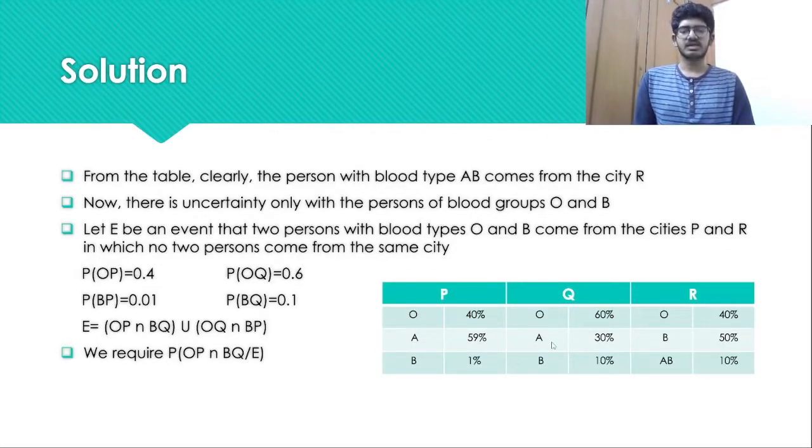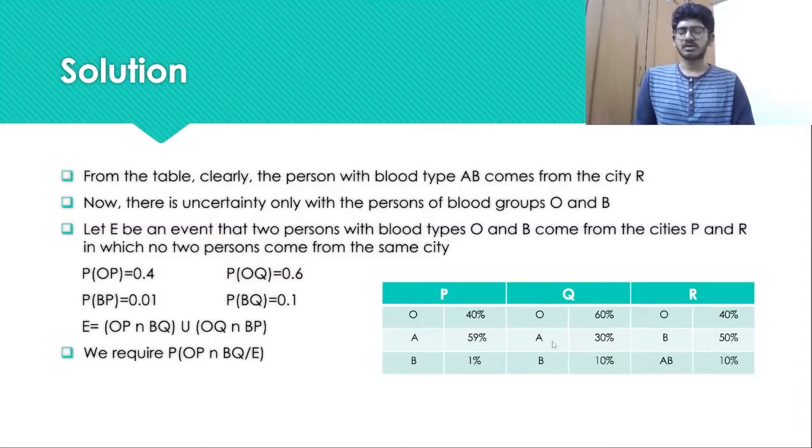From the table, it is clearly understandable that the person with the blood type AB is from the city R. Now let us declare an event E that two persons with the blood types O and B are from the cities P and Q, and of course no two persons are from the same city. Now let OP be an event that a person with the blood type O is from the city P. Then probability of OP is 0.4, probability of OQ is 0.6, and probability of BP is 0.01 and BQ is 0.1.